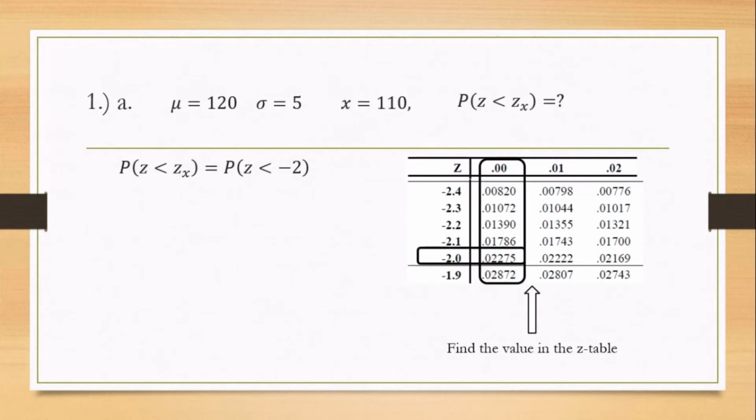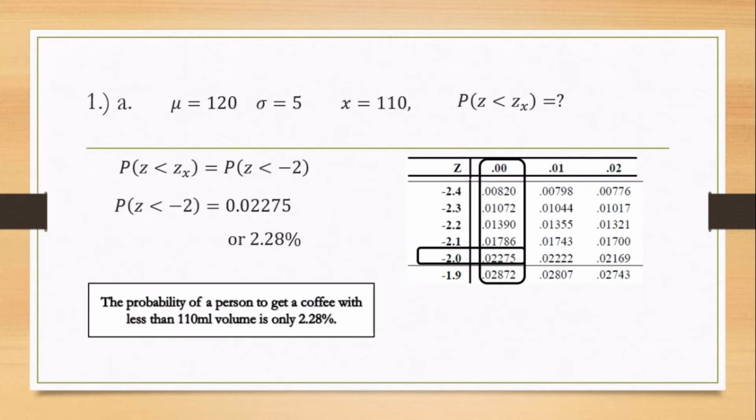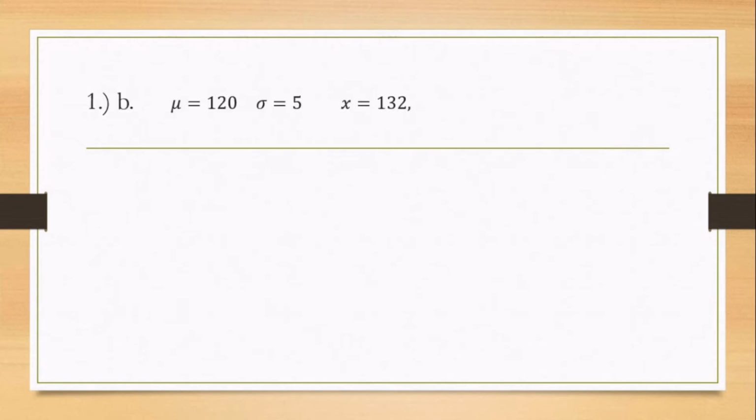Which is 0.02275. Multiply it by 100 to get its percentage, we get 2.28%. So, the probability of a person to get a coffee with less than 110 milliliters is 2.28%, which is very rare. To put it into a graph, this is what it looks like. This area only covers 2.28% of the normal curve.